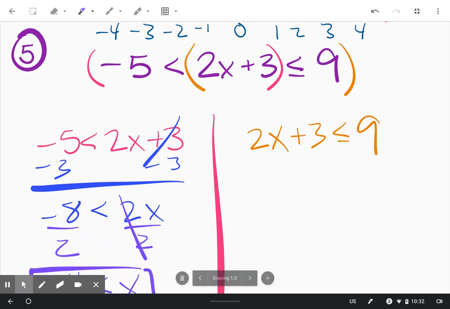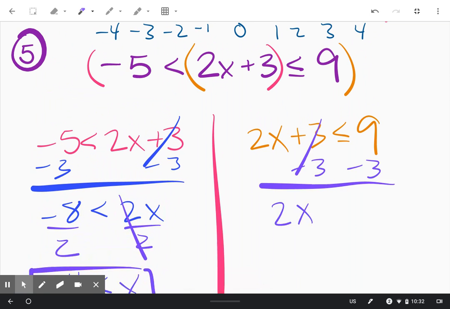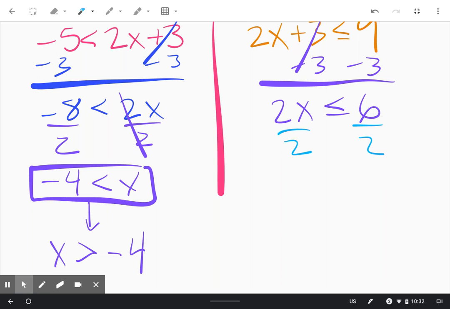And then we move over here. I'm going to subtract 3 as well. Notice you're going to do the same steps because you have the same basic equation. That becomes 6, divide by 2, and it gives me x is less than or equal to 3.